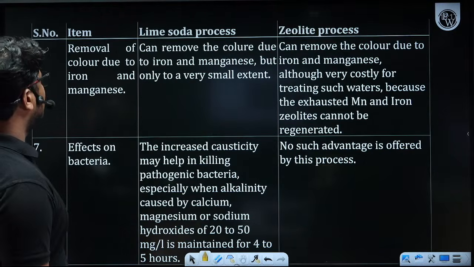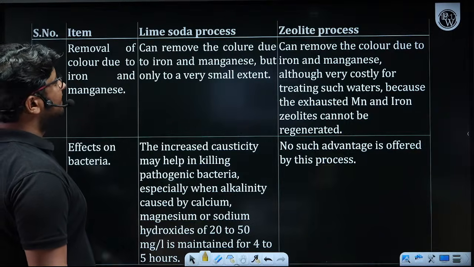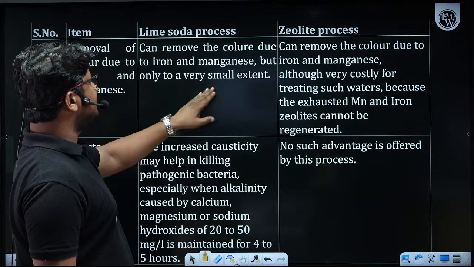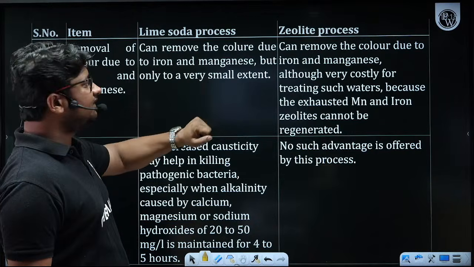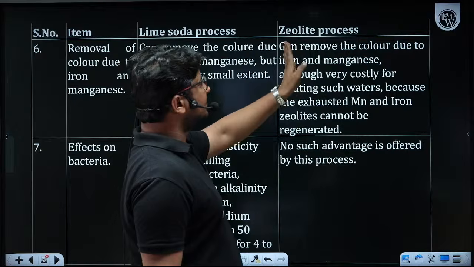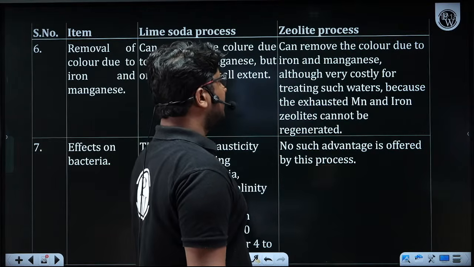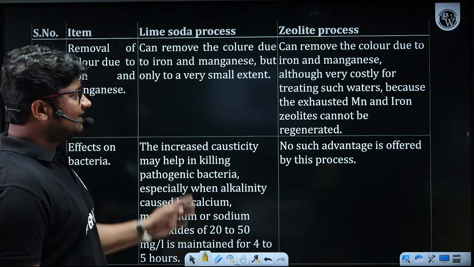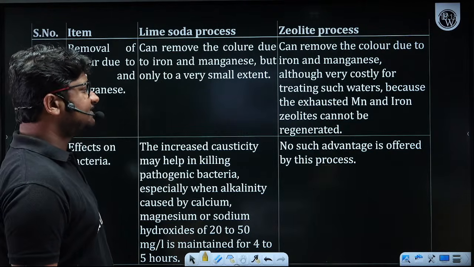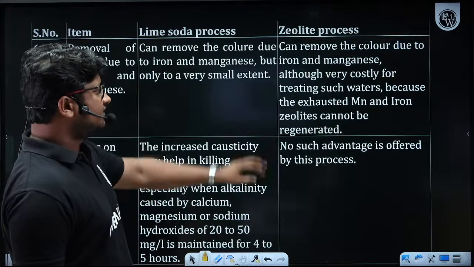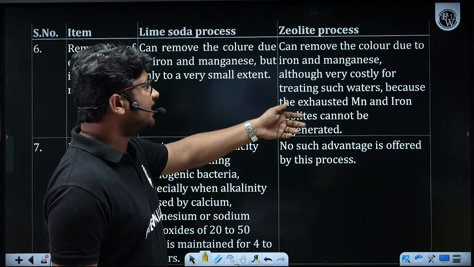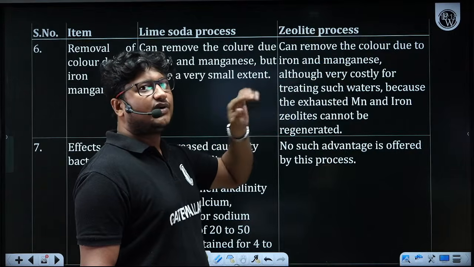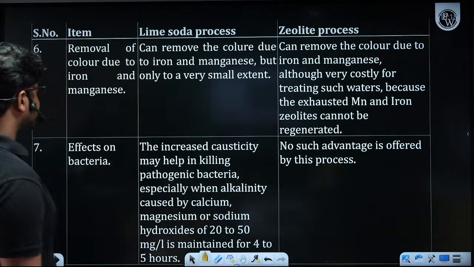Removal of color due to iron and manganese. The lime soda process can remove the color due to iron and manganese, but only to a very small extent. The zeolite process can remove the color, although it is very costly for treating such water because the exhausted manganese and iron zeolites cannot be regenerated. So you can remove the color, but the iron and manganese retained zeolite cannot be regenerated, so it will be wastage for you.